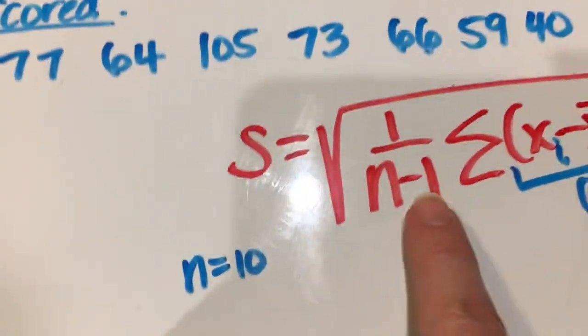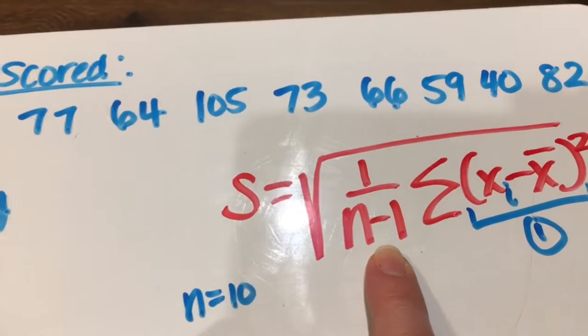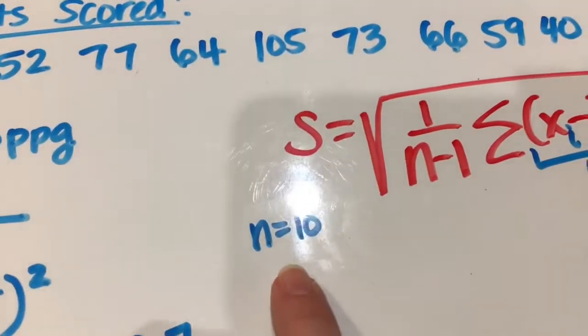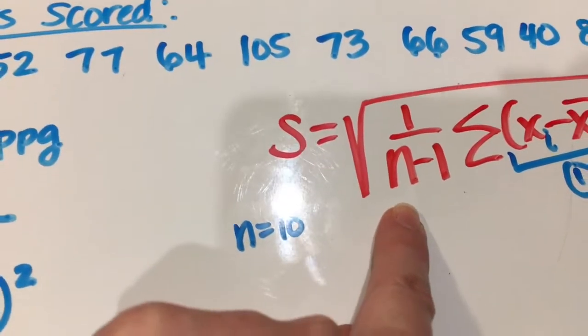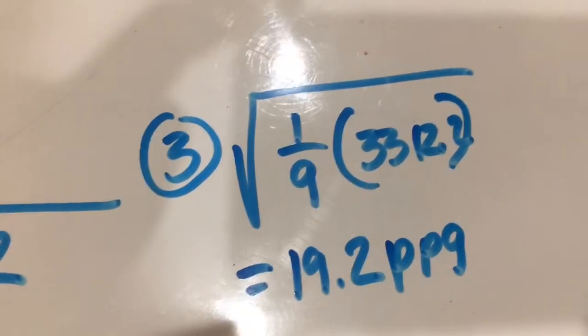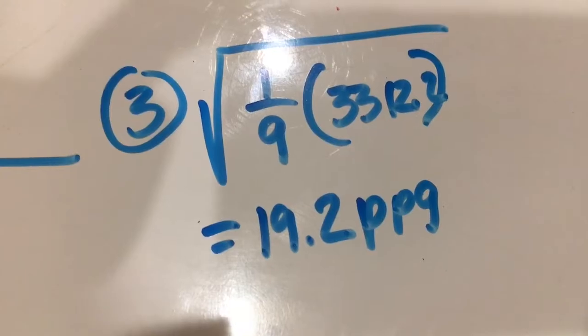Look back at the formula. So we added them all up. So all we have left to do is to multiply that by 1 over n minus 1 and square root. So our sample size is 10. That's your n. So I'm going to write a 1/9 right there. And here's the final step. So 1/9 times 3,112.2, and you want to square root all of that, and you get 19.2.